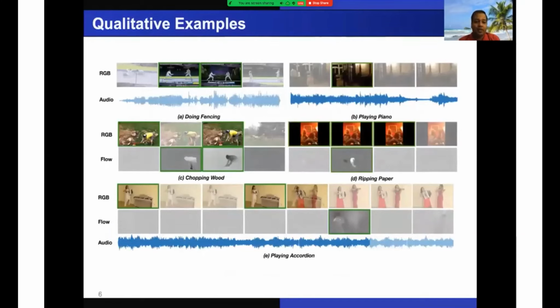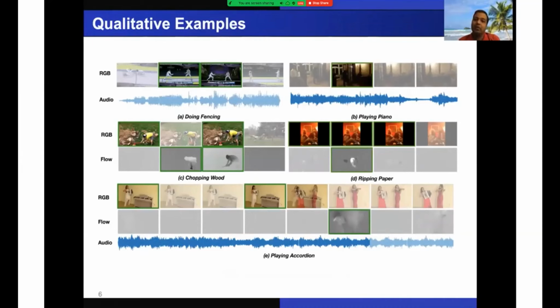Regarding some qualitative examples, as you see here, we saw qualitative examples for different combinations of modalities. The first one is for fencing. As you see, our approach optimally selects the RGB modality only for the second and third segment, whereas it doesn't select any audio modality because audio is irrelevant for this and noisy for this video.